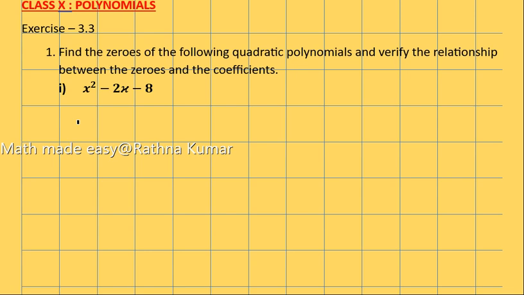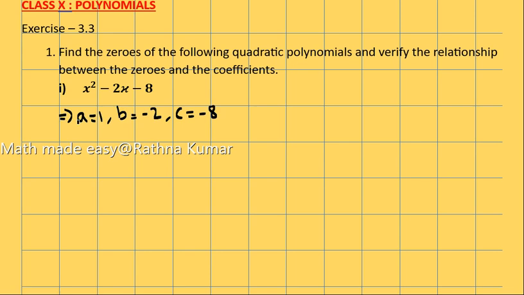So the first one is x square minus 2x minus 8. If we compare this with our general form, we can easily say that a is equal to 1, b is equal to minus 2, and c is equal to minus 8.